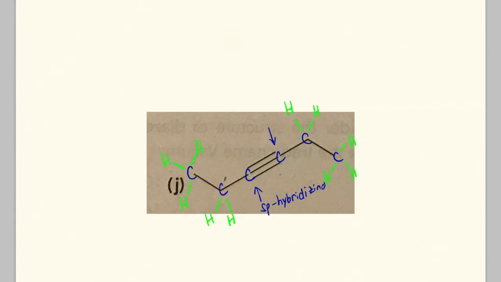Let me explain why we don't need to do anything with the carbons in the middle of this molecule. If we count carefully, we can see that there's 1, 2, 3, 4 bonds to this carbon atom. So it has an octet already. It's not missing any bonds to hydrogen.